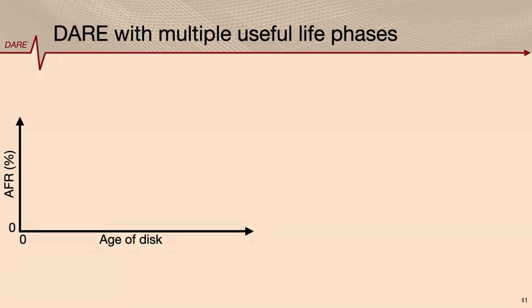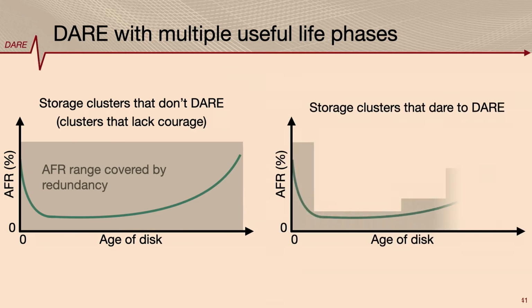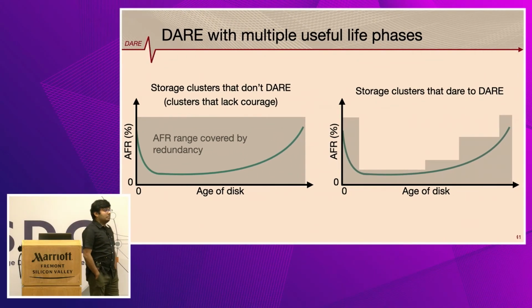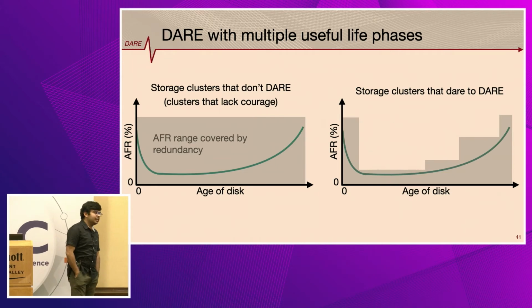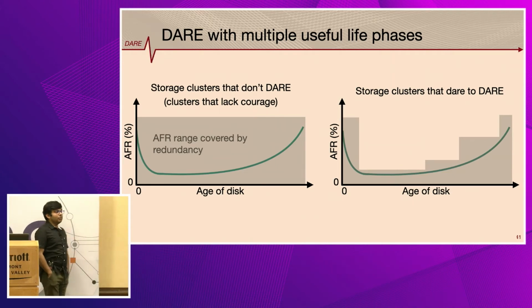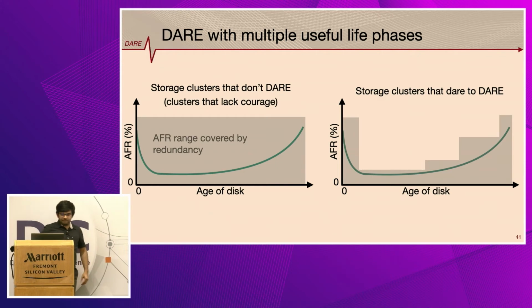Okay? What this does is, you have your regular clusters that do not do any disk adaptive redundancy, but now you have this modified disk adaptive redundancy cluster that may require multiple phases of useful life, not just a single one. Because if you only have one useful life phase, that phase might be very short because your bathtub curve is increasing even in useful life.